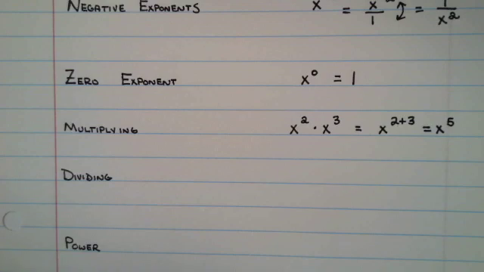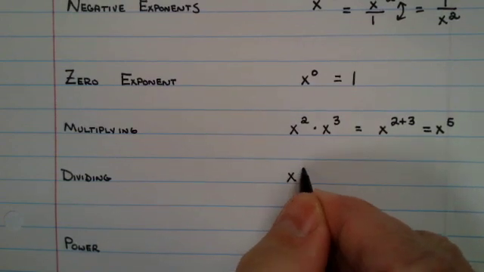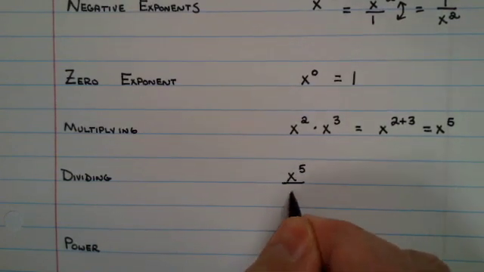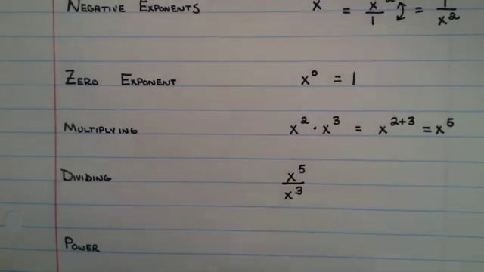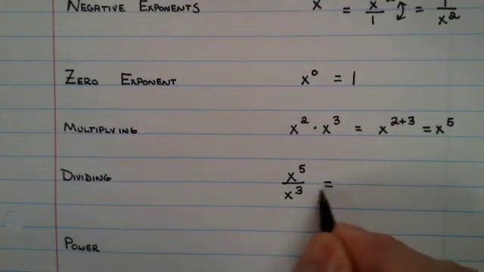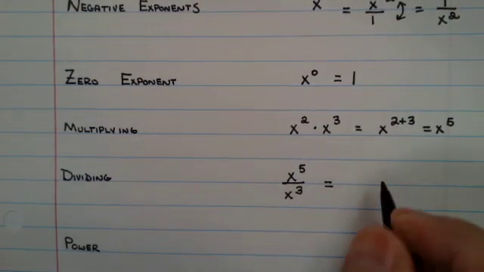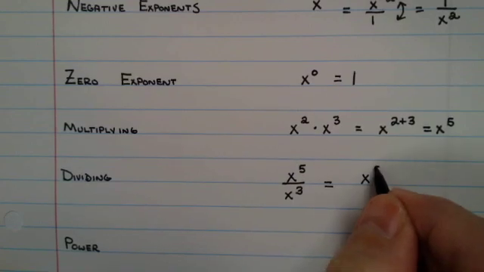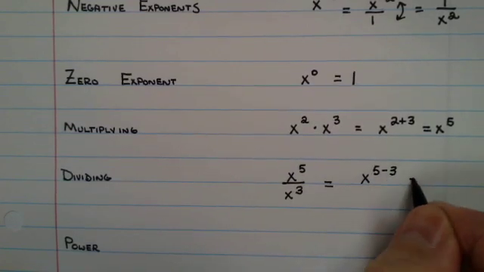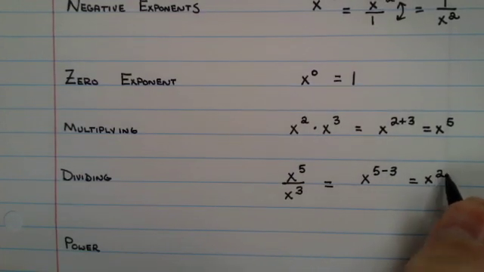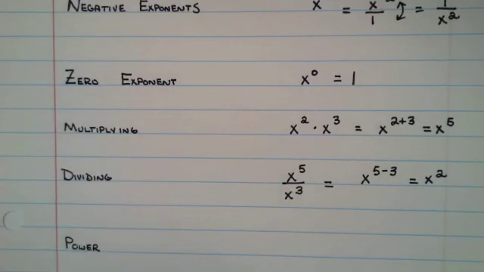My rule for dividing. If I divide, I'm supposed to subtract my exponents. So let's provide an example. X to the fifth divided by x to the third. My rule is I'm supposed to subtract my exponents when I divide. 5 minus 3 will give me an exponent of 2.